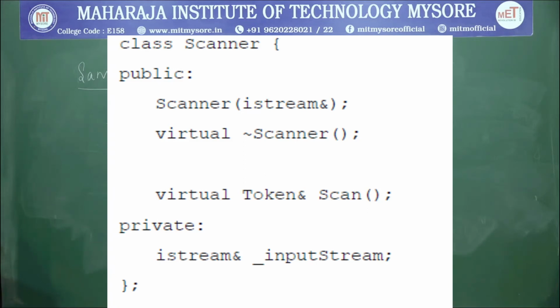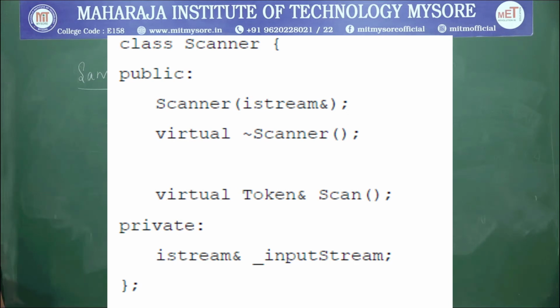Now we'll see class scanner. The name of the class is scanner, and it contains a public field. Within that you have the scanner with iStream, that is the input stream, and virtual tilde scanner, that is a destructor, and virtual token. Why do we need this token? Because whatever characters you accept will be converted to a stream of tokens. Then you have a private field, which contains the address of an input stream.